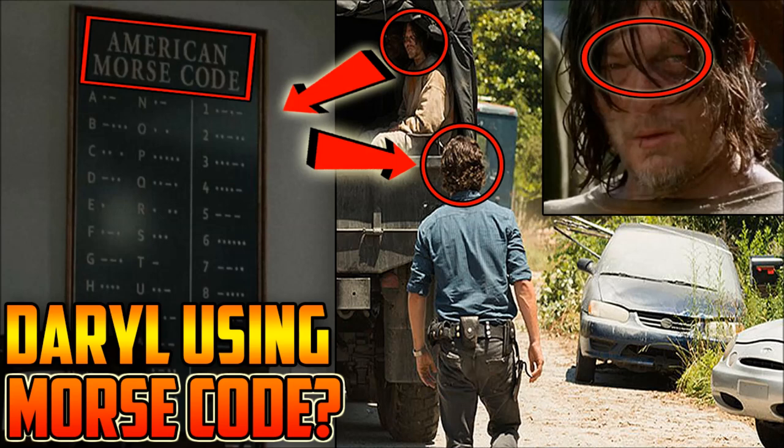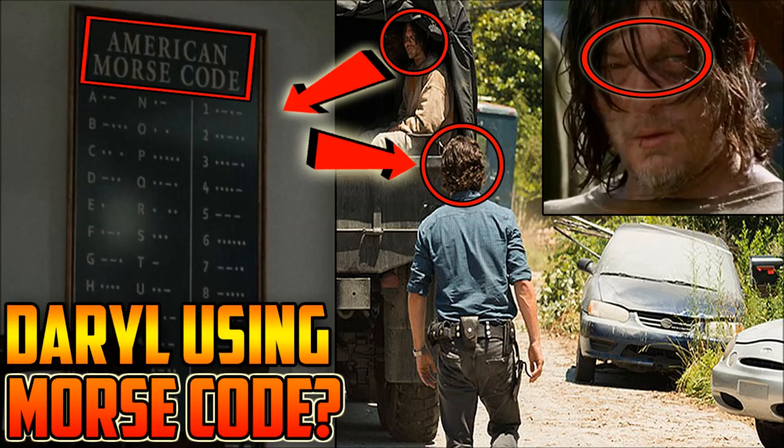Of course, I could be wrong and you guys could be right, but that is just personally my opinion and my perspective on this idea. Plus, it would be a little random to have the show just be like, oh yeah, Daryl and Rick know Morse code. Very, very recently, as I'm recording today, Scott Gimple actually gave his thoughts on this fan theory, and actually pretty much deconfirmed it in my opinion.